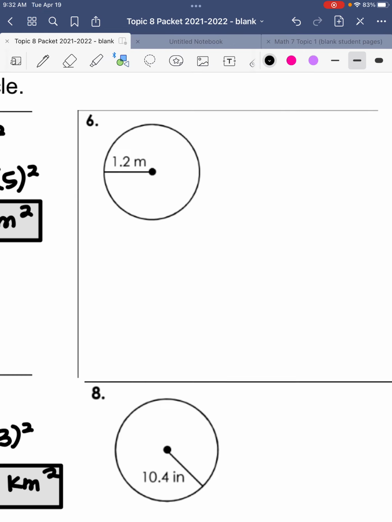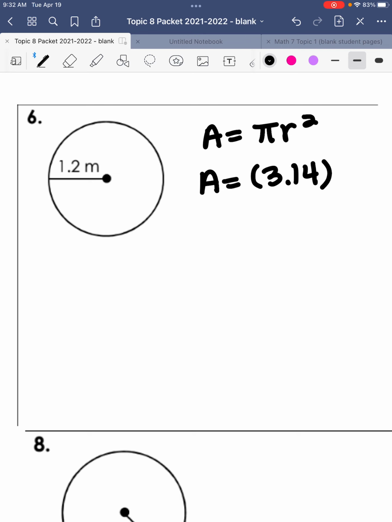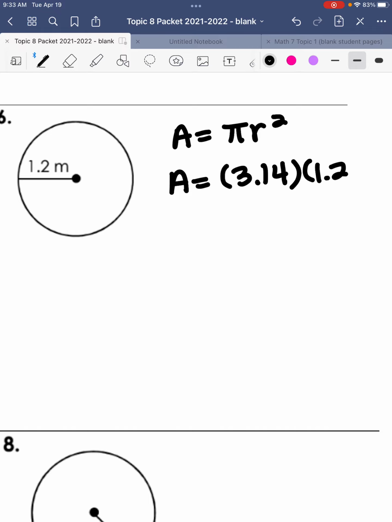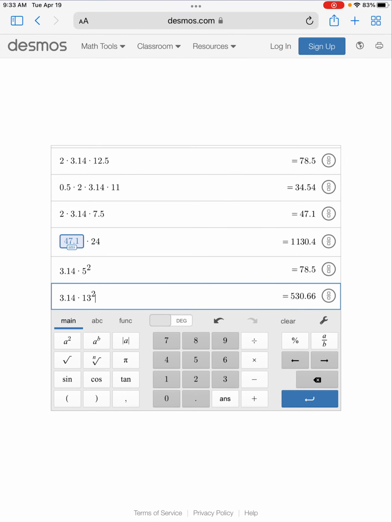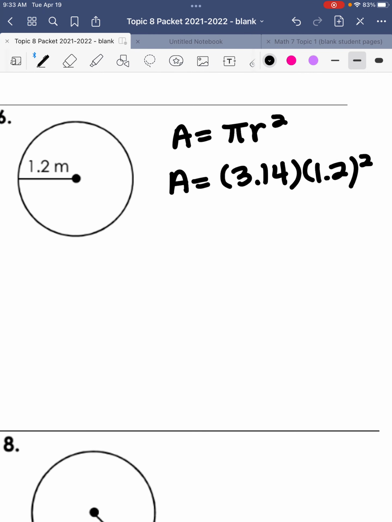Okay, moving on to number 6. Again, I have a circle with a radius here, so I don't need to figure anything out. I'm just going to use my formula. Area equals pi times the radius squared. So area equals 3.14 for pi. My radius is 1.2, and I'm going to square that. So now I'm ready to take this to my calculator. So we have 3.14 times the radius 1.2. Don't forget to square that. And I get 4.5216. So my area is 4.5216 meters squared.